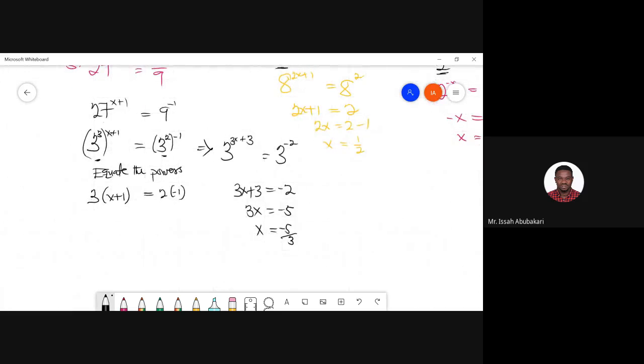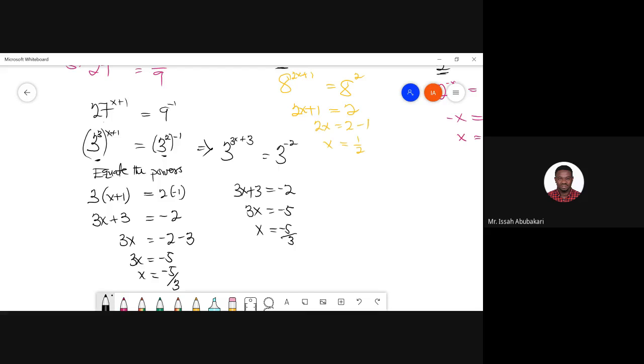Now let's look at this one. What are we going to get from here? So this is 3 times, we expand the brackets. So we are going to have 3x plus 3 should be equal to minus 2. 3x is equal to minus 2 minus 3. 3x is equal to minus 5, and our x is equal to minus 5 divided by 3.